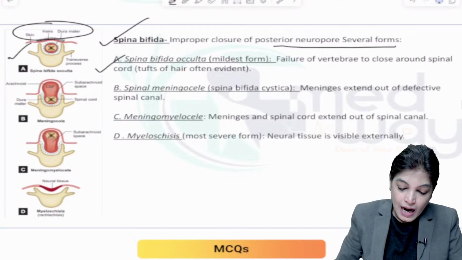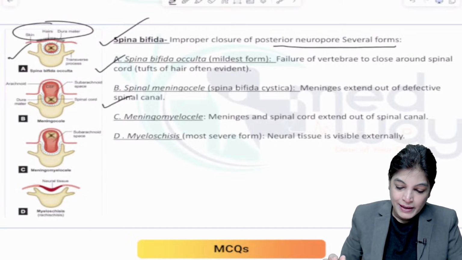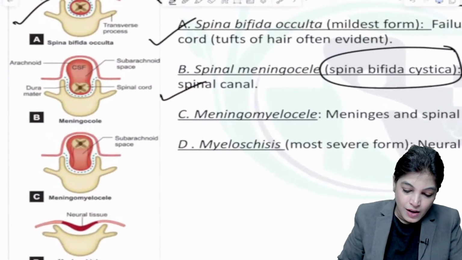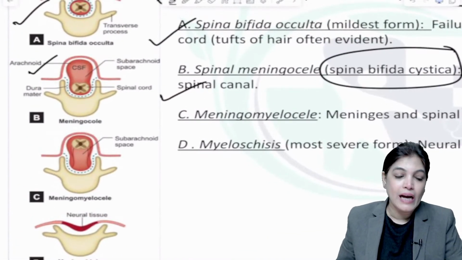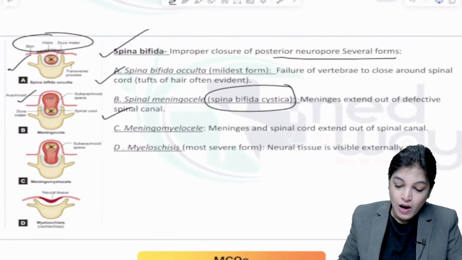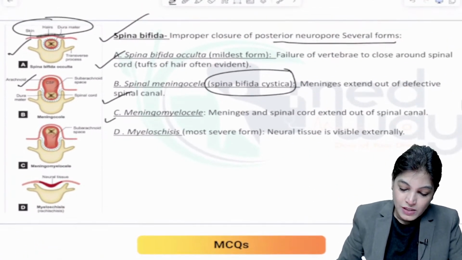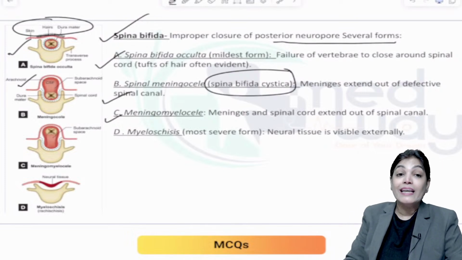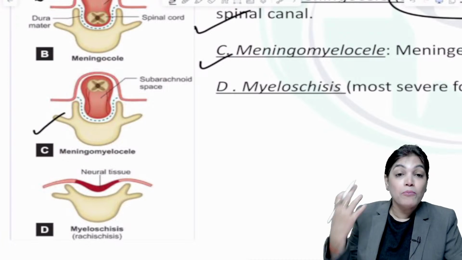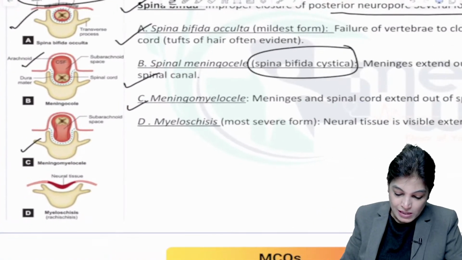The second variety is meningocele, also called spina bifida cystica, where the meningeal covering will also be protruding out. The next variety is meningomyelocele. This is a severe condition, where the meninges and spinal cord both are protruding out, the most severe form.